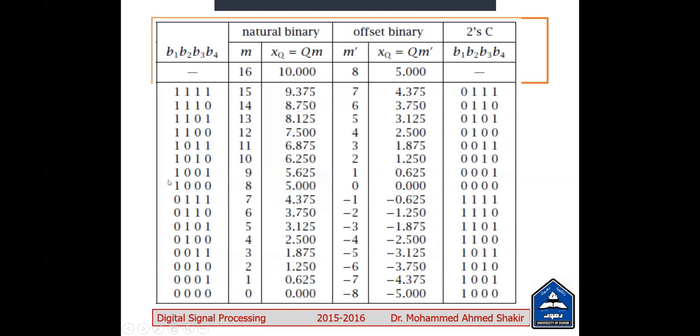Zero is indicated by 8. So it's not natural, really. Why? We are talking about zero level and we have 8, so it's unacceptable. What we are going to do is overcome this problem by complementing the most significant bit. So this is the point of the zero.